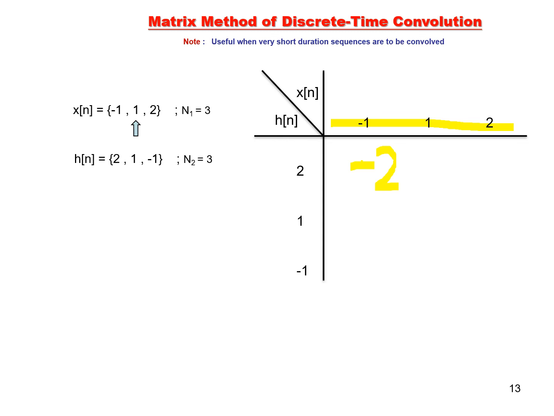2 into 1, here it is 2. 2 into 2, here it is 4. Like that, 1 into minus 1, so it is minus 1. 1 into 1, so it is 1. 1 into 2, so it is 2. Minus 1 into minus 1, so it is 1. Minus 1 into 1, so it is minus 1. Minus 1 into 2, it is minus 2. This is how you fill the matrix.